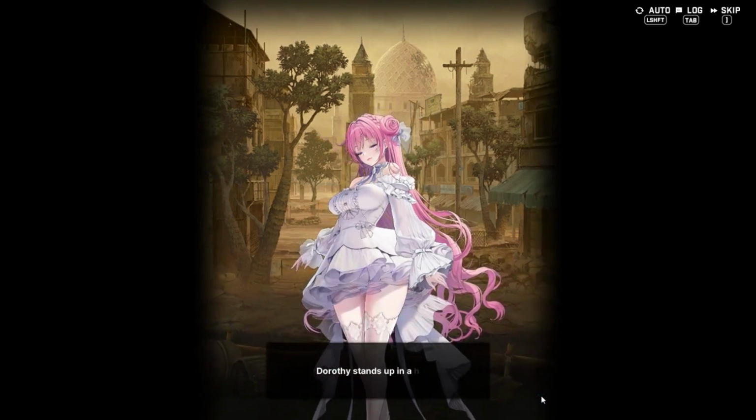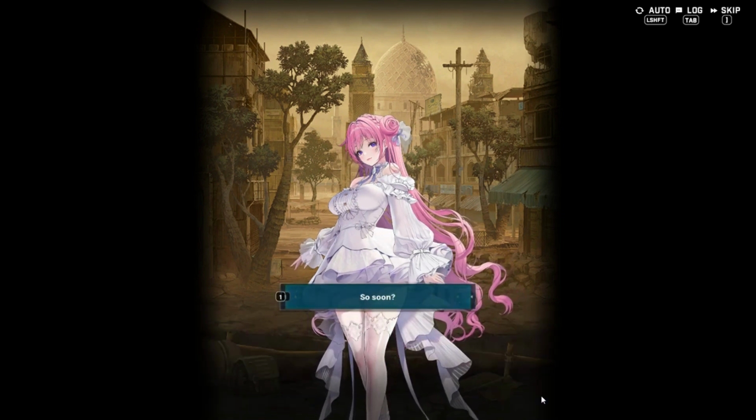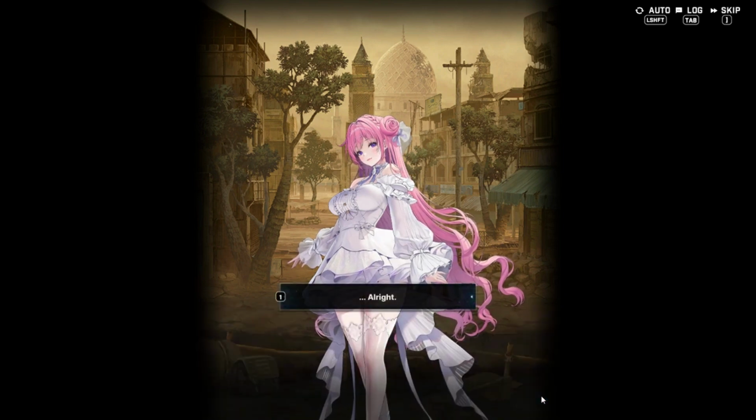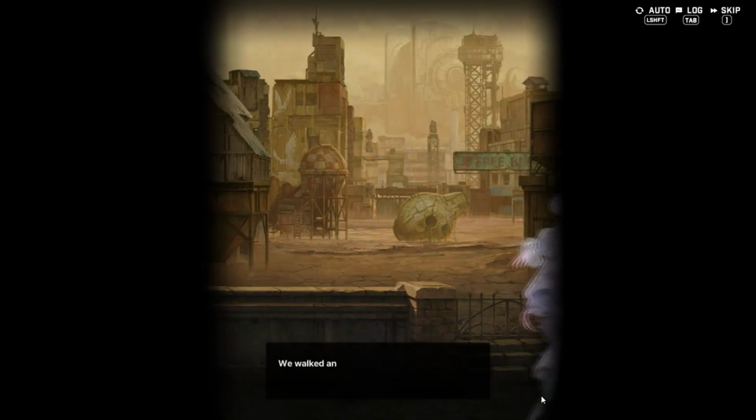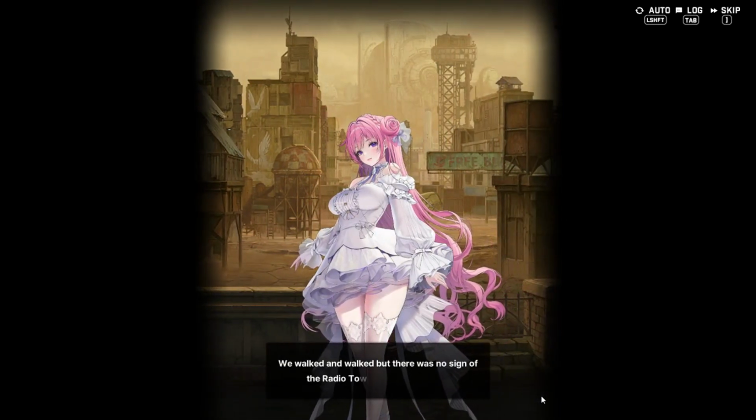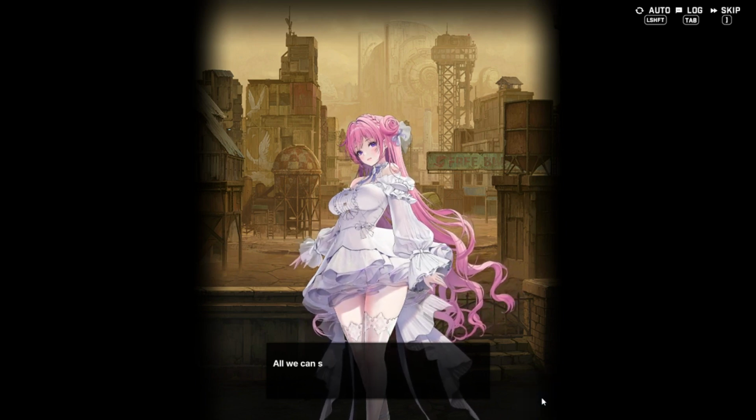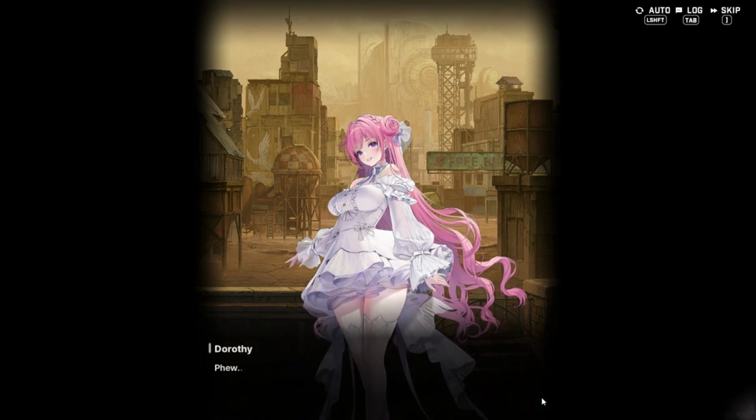Nothing. Dorothy stands up in a hurry. Let's get back to it. So soon? It'll get dark soon. We can't waste any more time. All right. Dorothy starts picking up speed. I stand up and try to catch up with her. We walked and walked, but there was no sign of the radio tower Noah mentioned. Nor the white flowers that were supposed to be growing near it. All we can see are debris from collapsed buildings and red scrap metal.